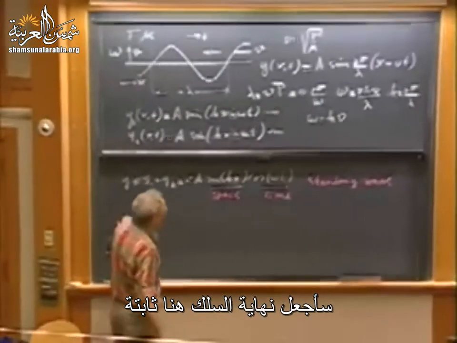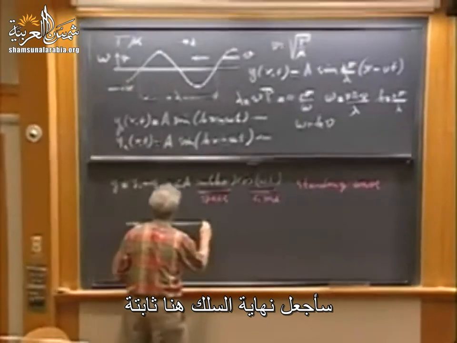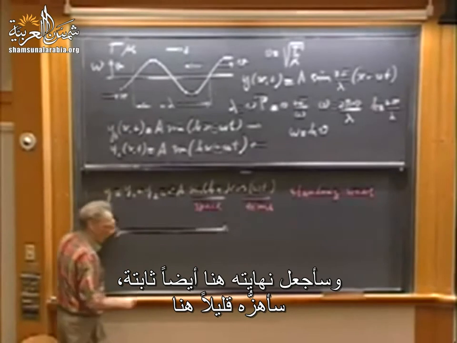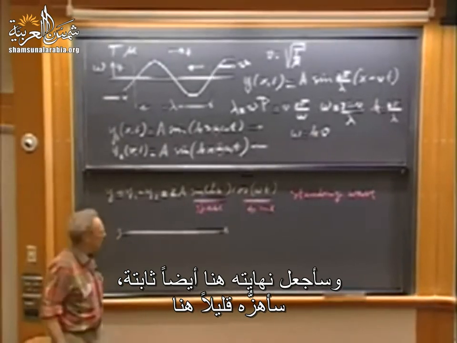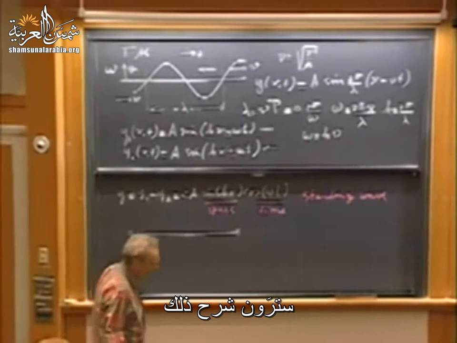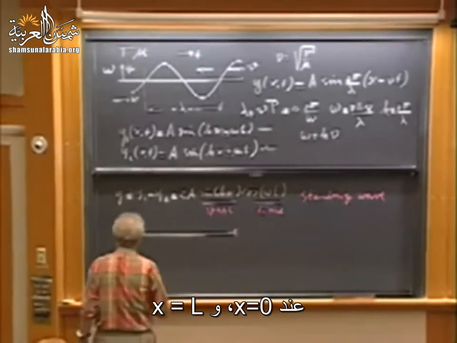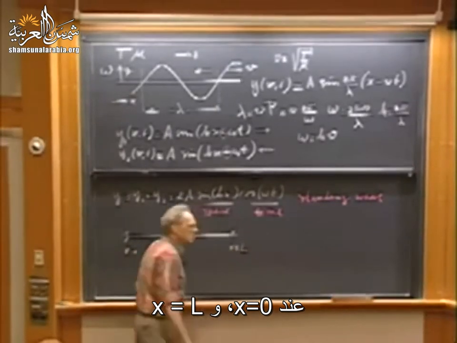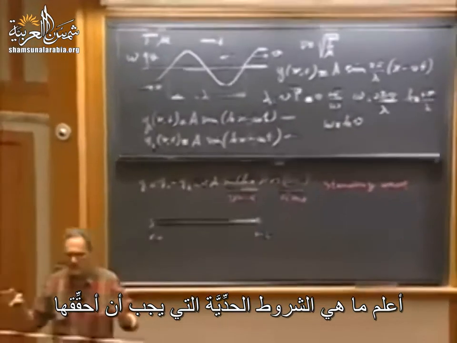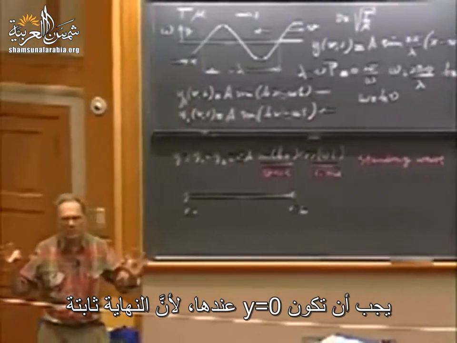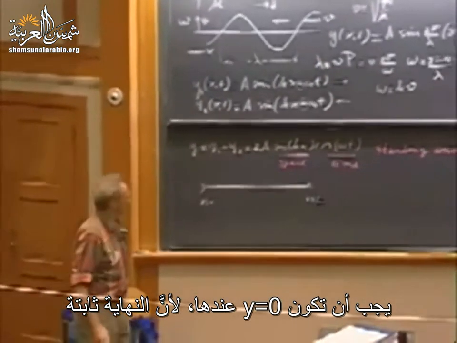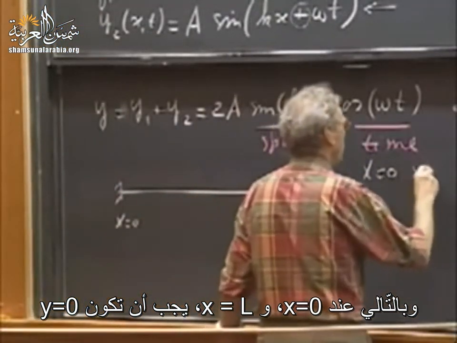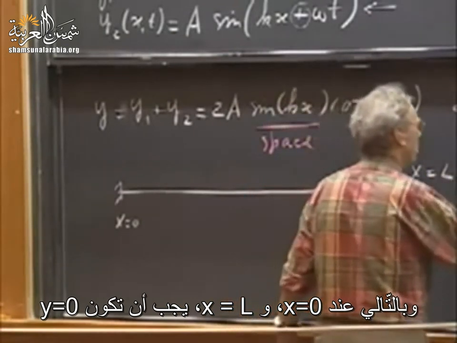Now I'm going to make the string fixed at this end, and fixed at this end, and I may shake it a little bit here. You will see a demonstration of that. And now, at this x equals 0, and at this x equals L, I have boundary conditions that I have to meet. Y cannot be anything but 0 there, because it's fixed. And so I now demand that at x equals 0, and at x equals L, y must become 0.